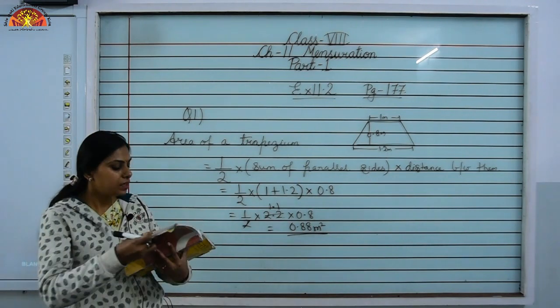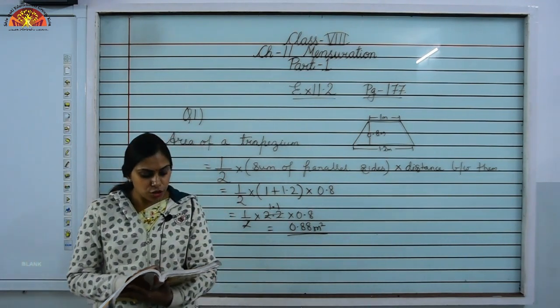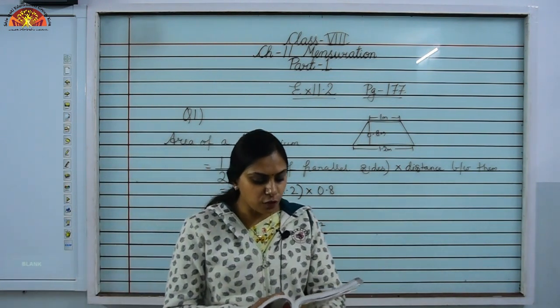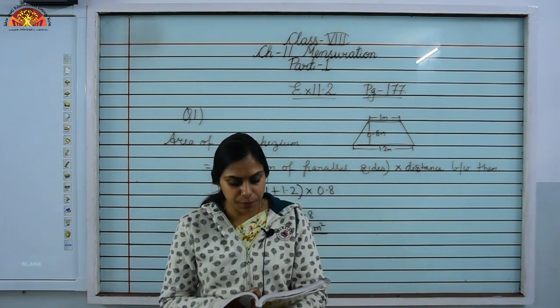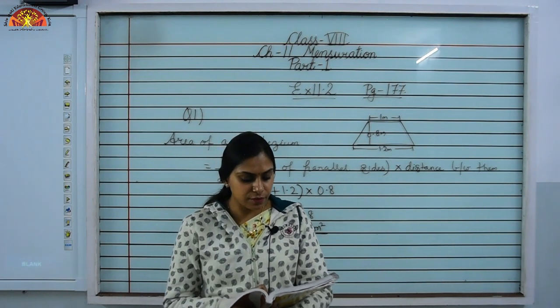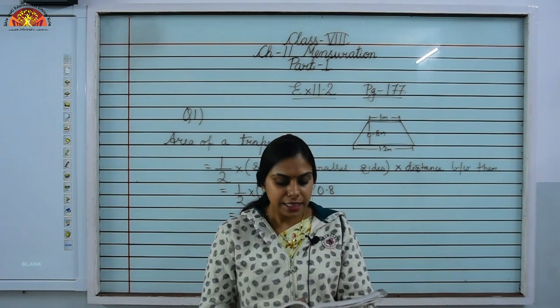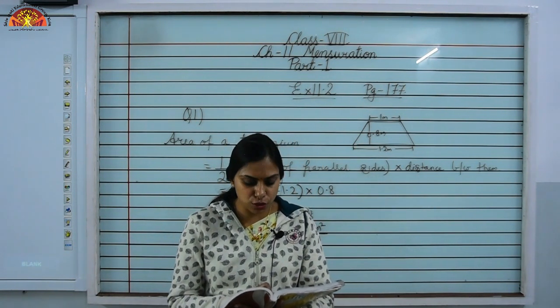Okay. Now just see another question. Just see question number 3. Just go through question number 3 now. Length of the fence of a trapezium shaped field ABCD is 120 meters. So it is given the length of the fence of a trapezium shaped field ABCD is 120 meters. Means perimeter is given to you.